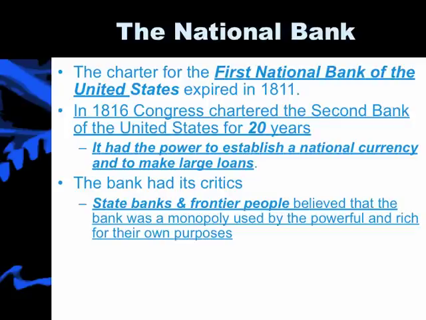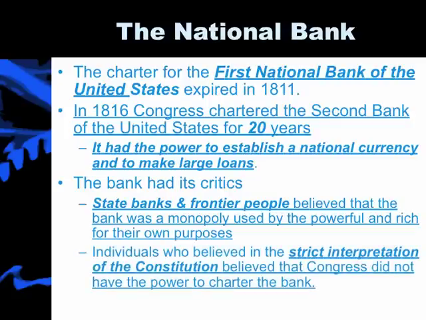The bank, however, had its critics. State banks and frontier people thought that this bank was giving too much power to the rich and that the rich would only use it for their own purposes. They wanted to look at the Constitution and ask, is this constitutional or not? They believed in a strict interpretation of the Constitution. They believed that Congress did not have the power to do this. Again, this is a big step in federal government power.